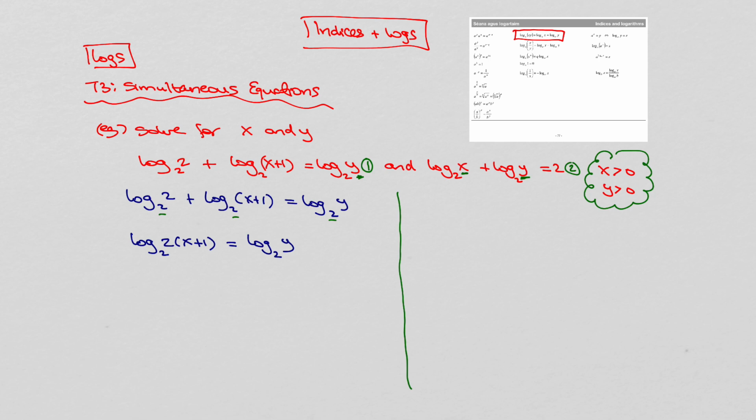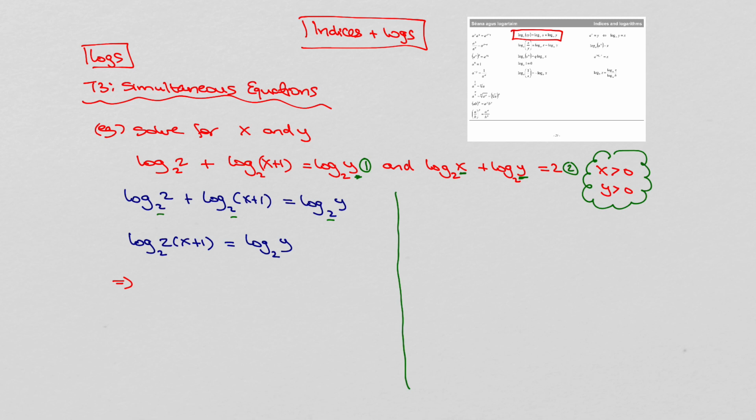So now I have a single log on the left equals a single log on the right. The bases are the same, so that implies the numbers must be. So therefore, in other words, 2 times x plus 1, which is 2x plus 2, must equal y. So this is our equation 1. And now if I do the same with the second equation, again it's adding logs, which means I'm going to take log x to the base 2, log y to the base 2 equals 2. And I'm going to multiply those logs because it's the adding rule. So that's log x times y to the base 2 equals 2.